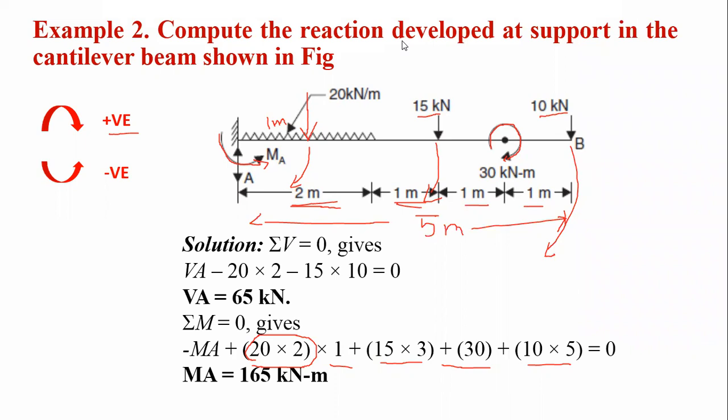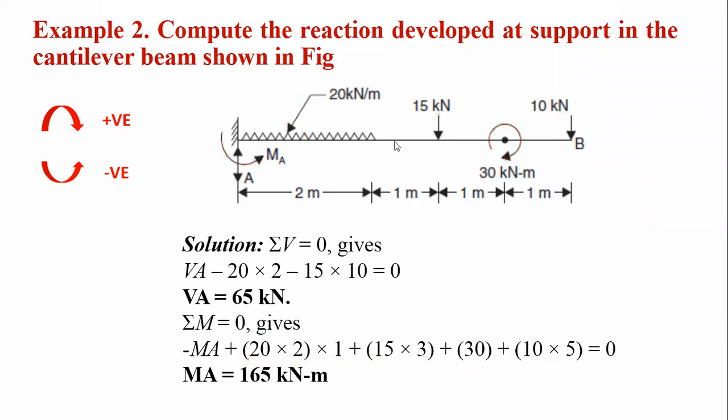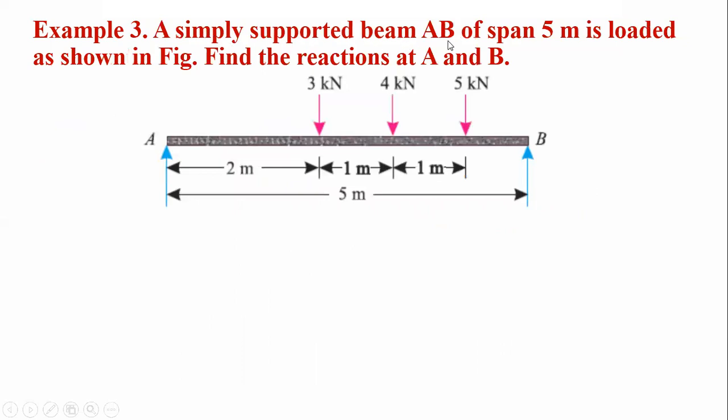Now let us proceed to the next one. Until now we have seen the cantilever beam, now let us proceed to the simply supported beam. A simply supported beam AB of span 5 meter is loaded as shown in the figure. Find the reactions at A and B. If you see this figure, this is a simply supported beam and it is subjected to three point loads having intensity of 3 kilonewton, 4 kilonewton and 5 kilonewton. The distances are as shown in the figure. Now let us find the reactions at A and B.